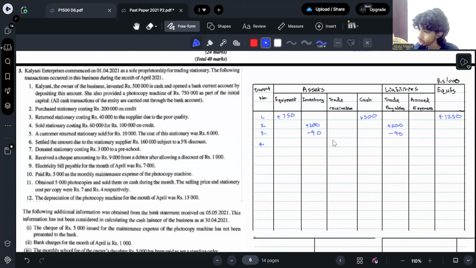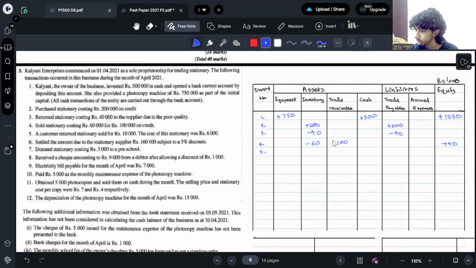Fourth one: sold stationery costing 60,000 for 100,000 on credit. So inventory minus 60, you're selling on credit, so trade receivable plus 100. And then there is a profit of 40, equity plus 40.